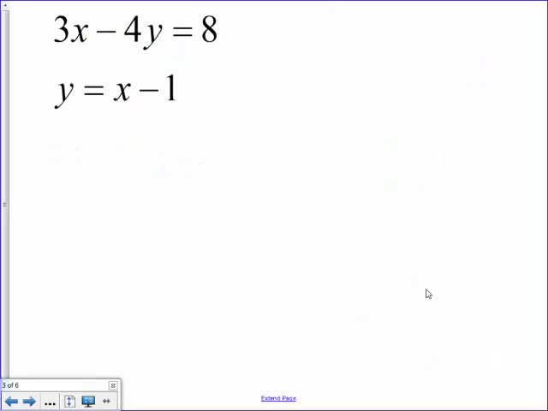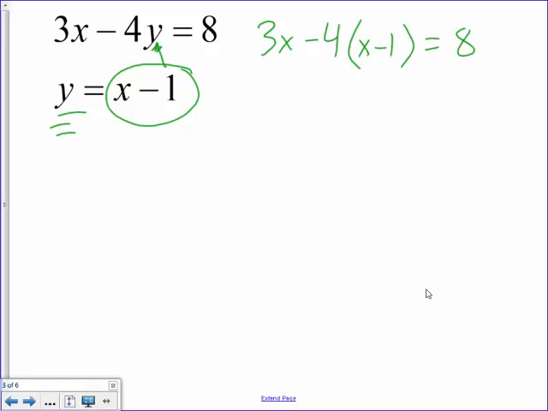So if we take a look at that second equation, there's no coefficient on the y, or it has a coefficient of 1 really, right? So we want to use substitution. I can substitute this x minus 1 in for y, because I'm saying that's what y equals, right? So I can plug it in for y. So I'm going to rewrite this top equation. So 3x minus 4 times, and anytime you plug something in for a variable, I always put it in parentheses, so x minus 1 equals 8.